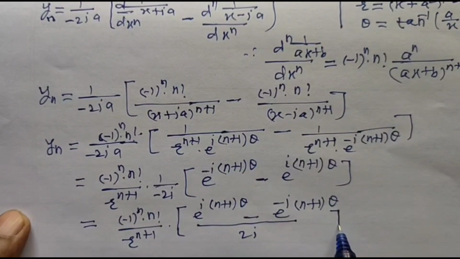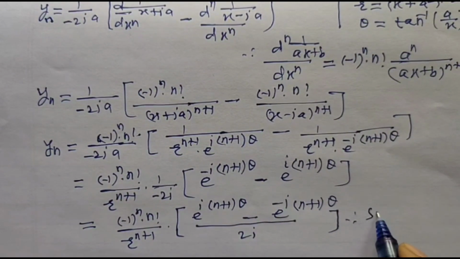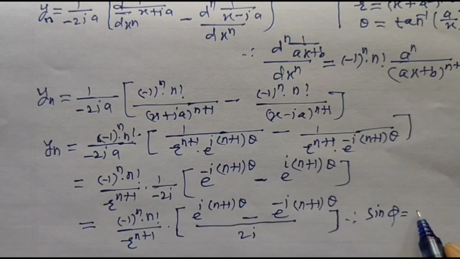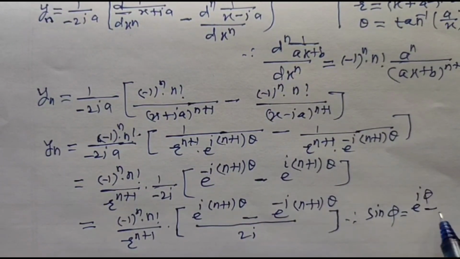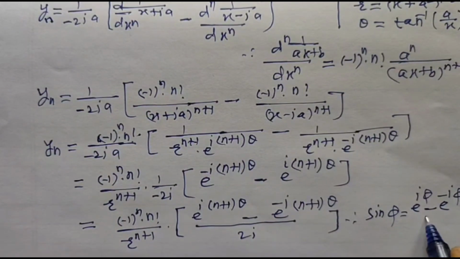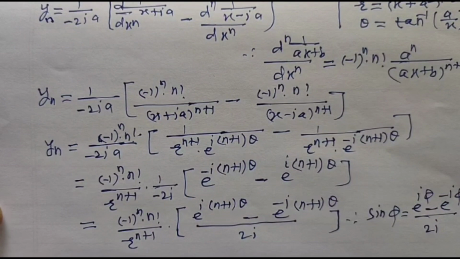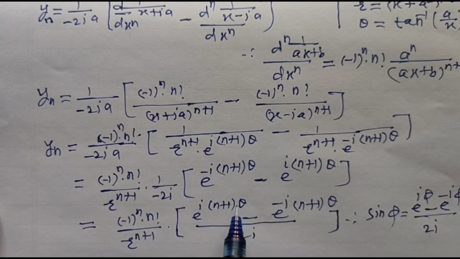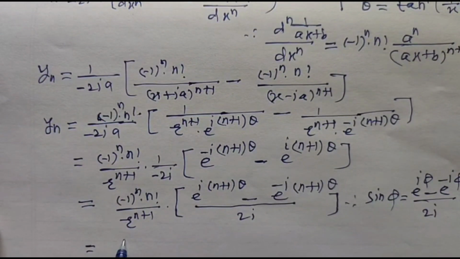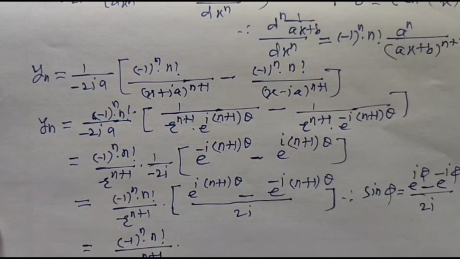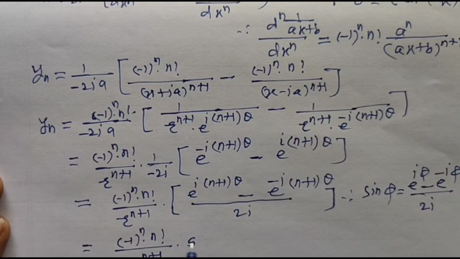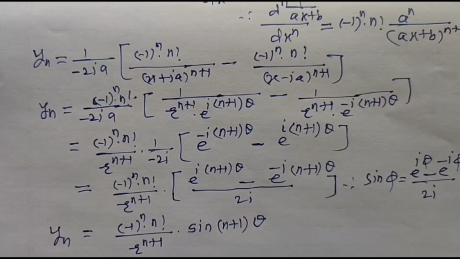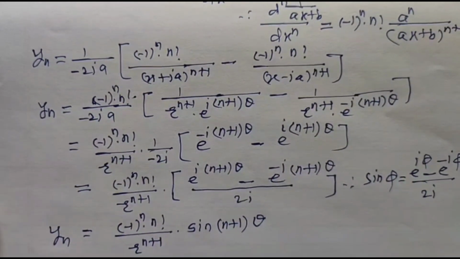Okay, and now applying this formula, since we know sine of phi is equal to e to the power i phi minus e to the power minus i phi divided by 2i. So this can be written with phi being n plus 1 times theta. Hence this is equal to minus 1 to the power n factorial upon r to the power n plus 1 into sine of n plus 1 times theta, which is the nth derivative of 1 upon x square plus a square. Now you can substitute the value of r and theta.